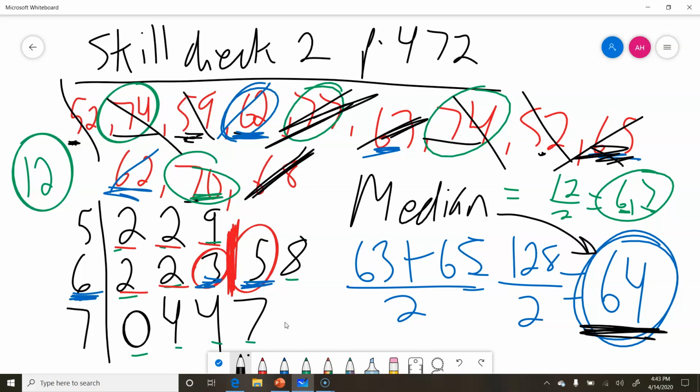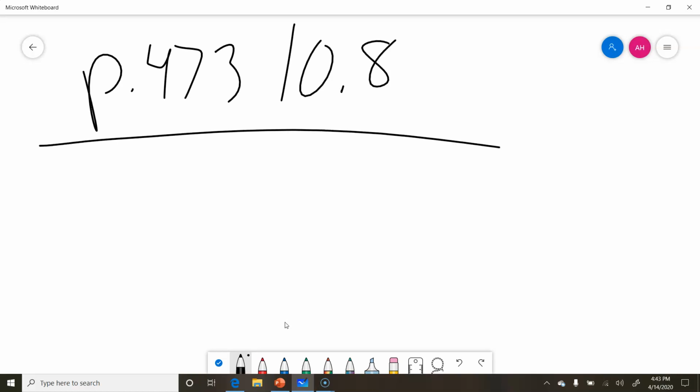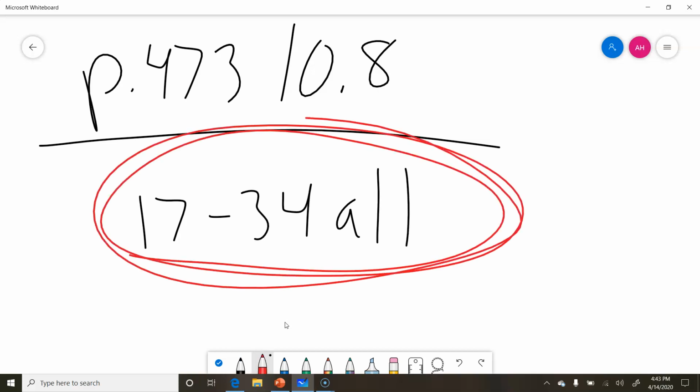Okay, there you go. That is our homework lesson for today. Pause it if you need to go back and watch anything. So our homework is now on page 473. Again, this is 10.8, and it is part 2. For homework, we are going to be doing 17 through 34 all. Okay, there's our homework, 17 through 34 all.